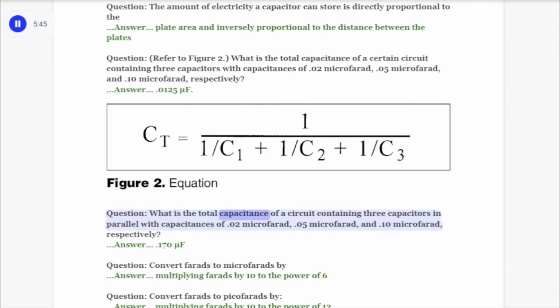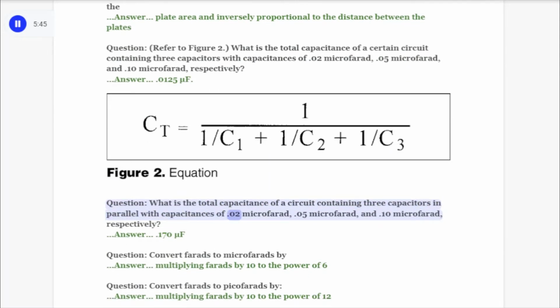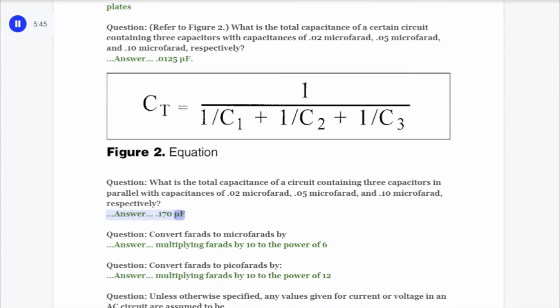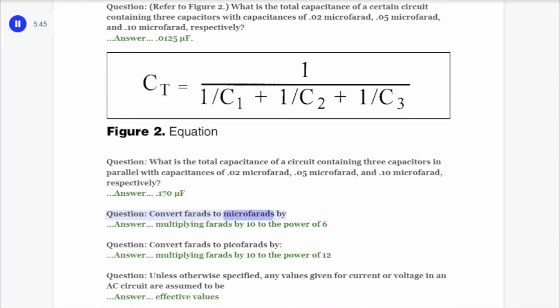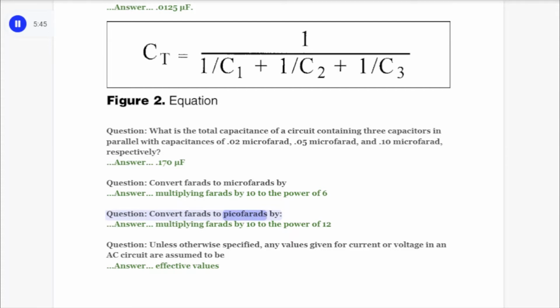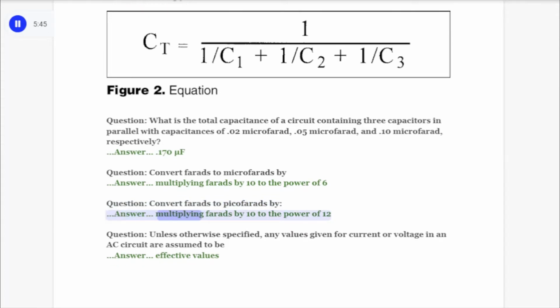Question. What is the total capacitance of a circuit containing three capacitors in parallel with capacitances of 0.02 microfarad, 0.05 microfarad, and 0.10 microfarad, respectively? Answer. 170 F. Question. Convert farads to microfarads by. Answer. Multiplying farads by 10 to the power of 6. Question. Convert farads to picofarads by. Answer. Multiplying farads by 10 to the power of 12.